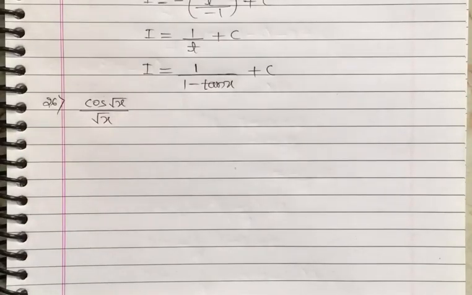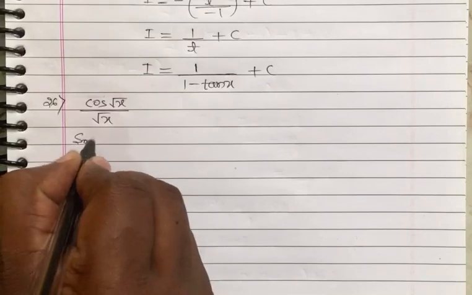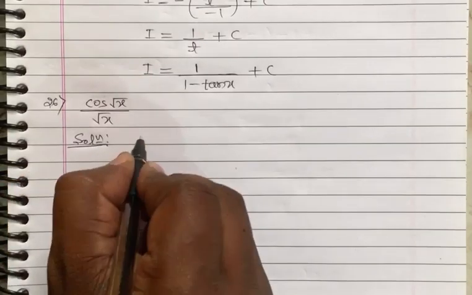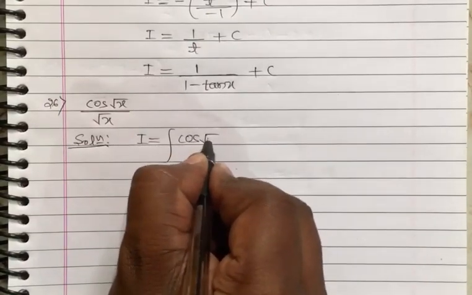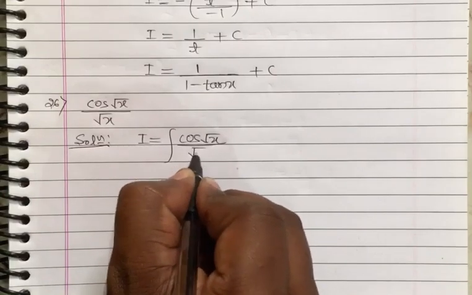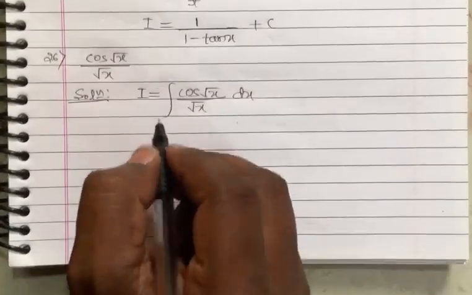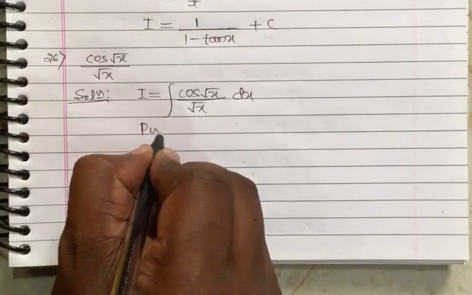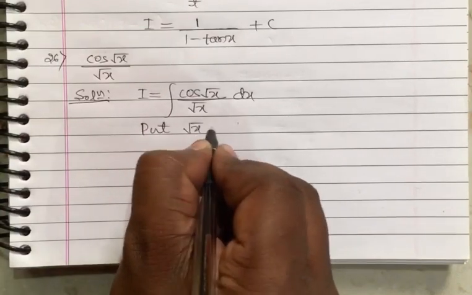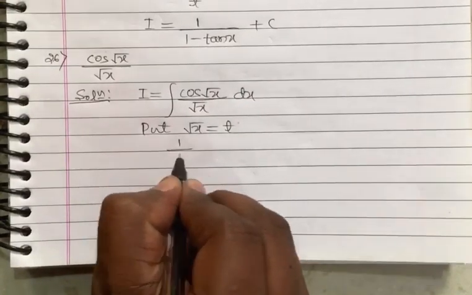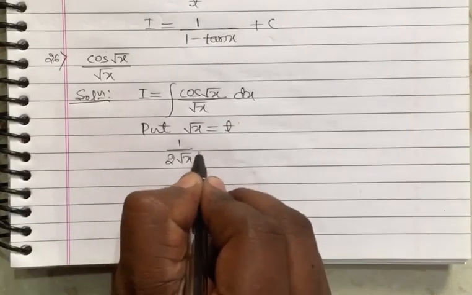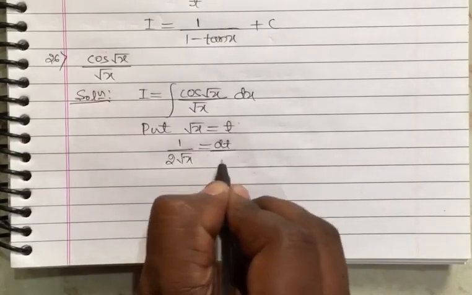So the 26th question is cos root x divided by root x. We have to integrate this with respect to x. Consider this as I, which is equal to the integral of cos root x divided by root x dx. So now we have to go for the substitution. Put root x equal to t. Then what is the derivative of root x? It is 1 by 2 root x, which is equal to dt by dx.